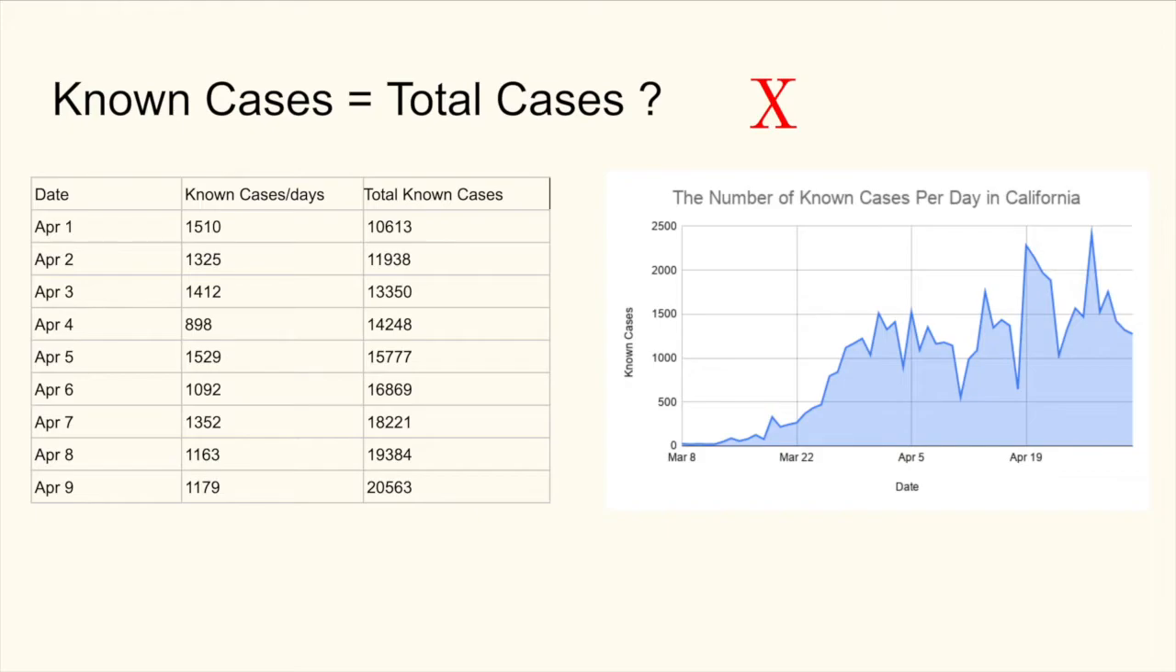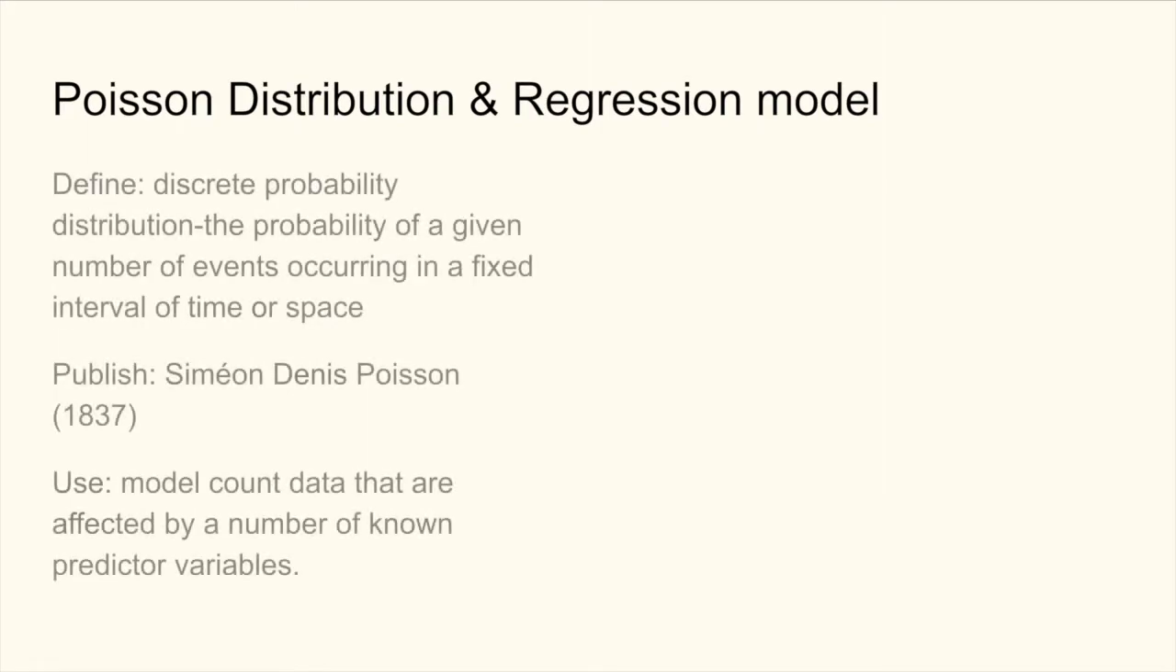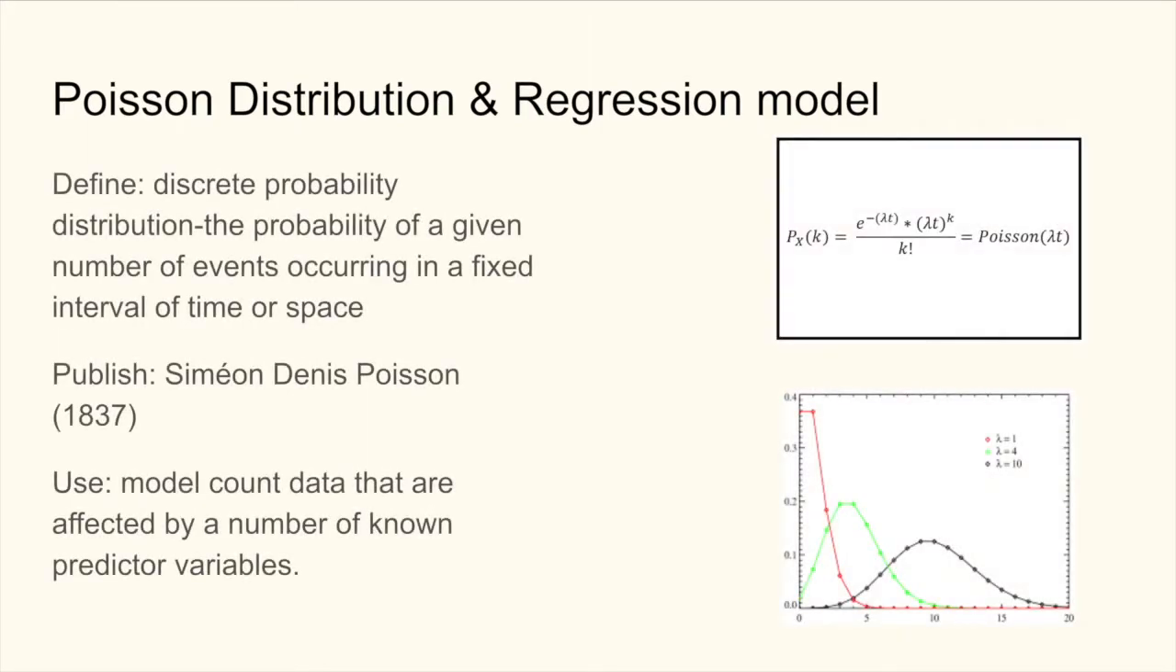So I decided to use the Poisson distribution and regression model to estimate the number of unreported cases. The picture on the right side shows the function and diagram of the Poisson distribution. Poisson distribution is a discrete probability distribution which is used to calculate the probability of a given number of events occurring in a fixed interval of time or space.